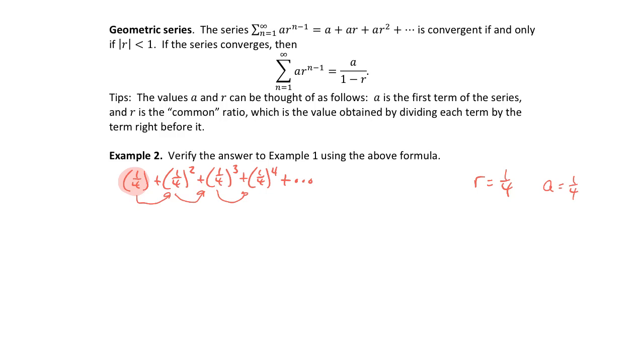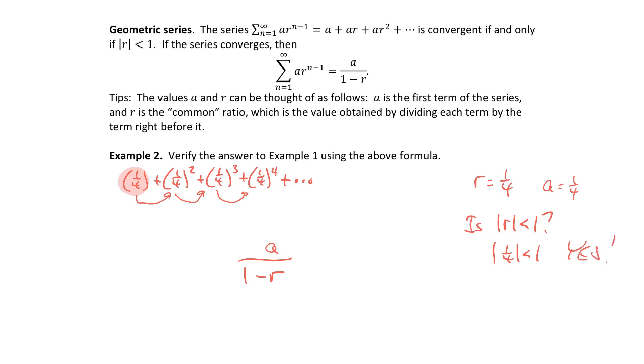According to the formula I was given, the answer should be A over 1 minus R. Now, I should check something. Is the absolute value of R less than 1? So is the absolute value of 1/4 less than 1? Why, of course. Okay. In our case, let's go back to the formula.